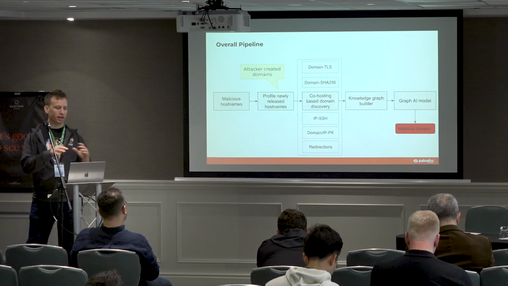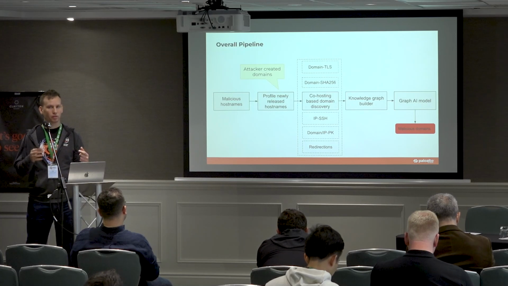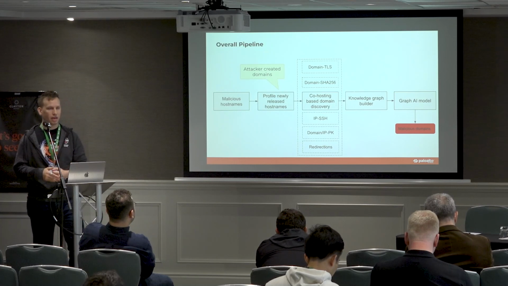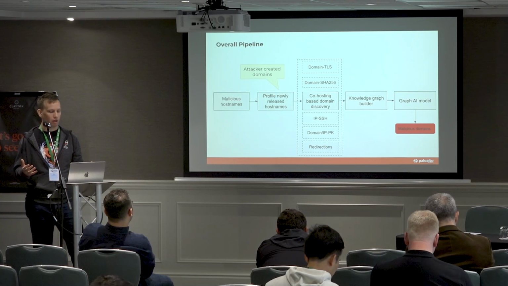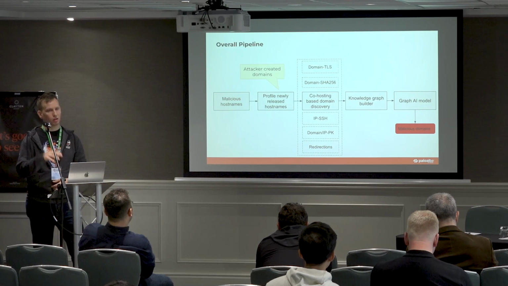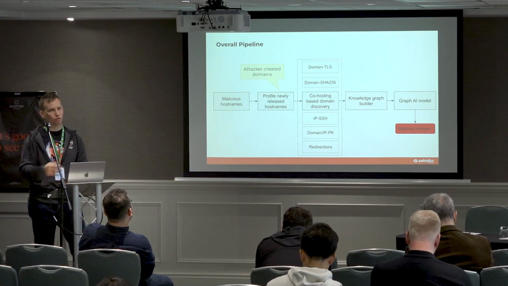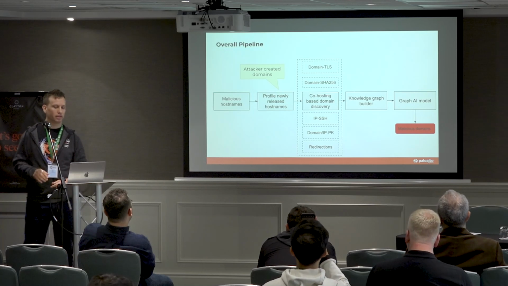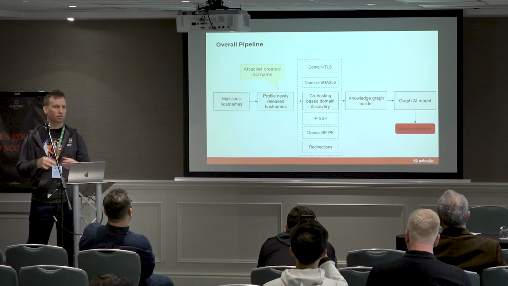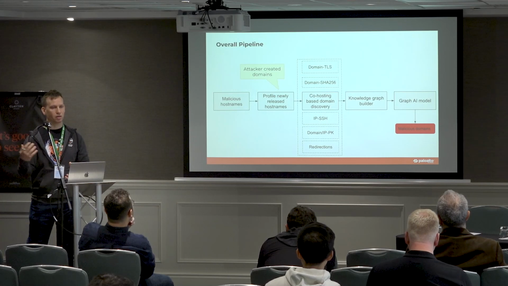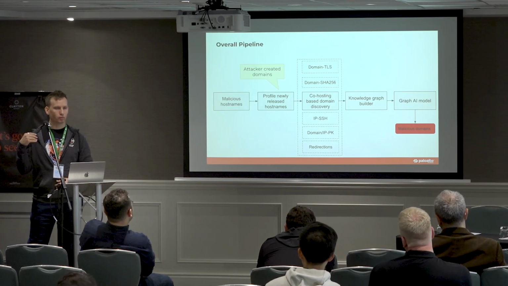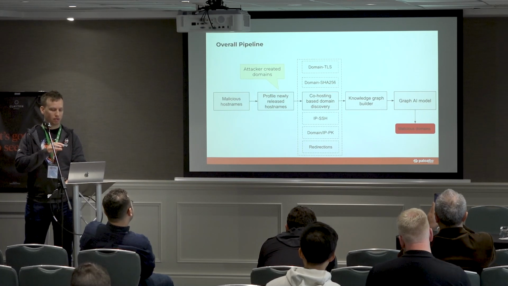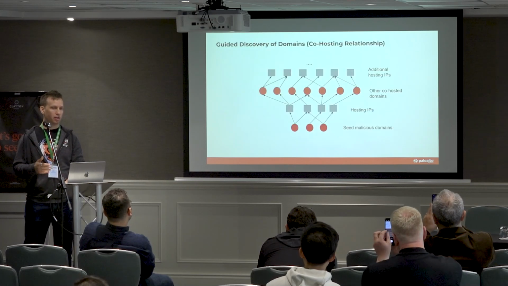A very high-level overview of our pipeline is that we start with attacker-created domain names and newly released ones that are malicious. And then we expand to this toxic neighborhood based on co-hosting. Previously I said that this is a weak relationship, so maybe it doesn't work that well, so we'll work on that. And then we enrich this graph and make a knowledge graph that we can use in turn to train a graph neural network that can output malicious domains. In the next steps, I will go through these and explain how they work.